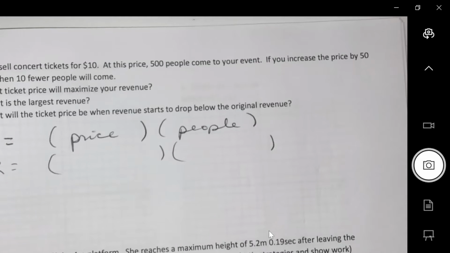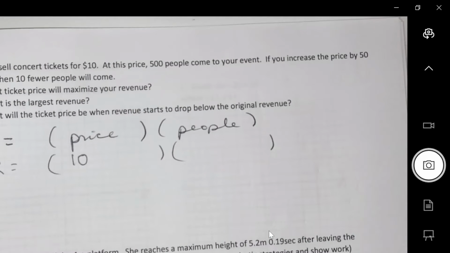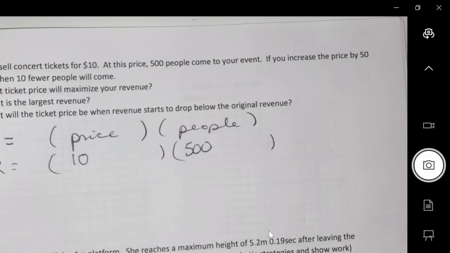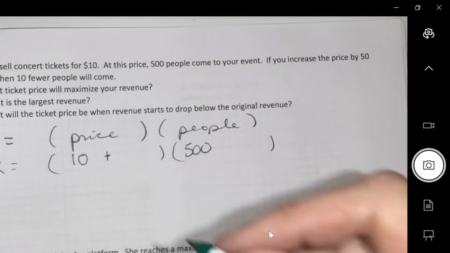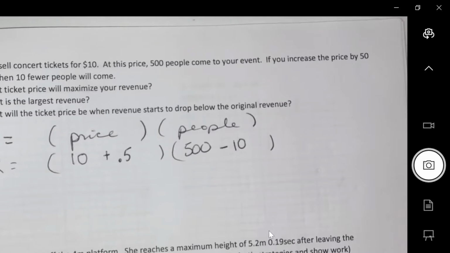Okay, what did the price start at? The ticket price was $10 at the start. And for that, we had 500 people. If you increase the price by 50 cents, how do you write 50 cents? That's probably really important to write it properly, because I don't want to increase it by $50. So 0.5 is how you would write 50 cents. Then 10 fewer people come.